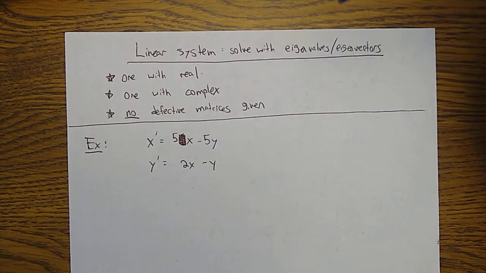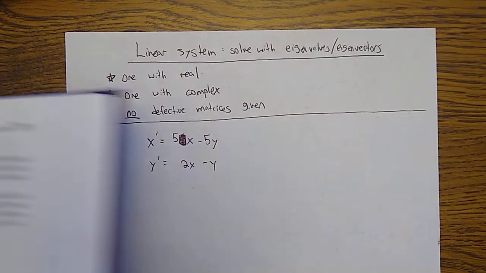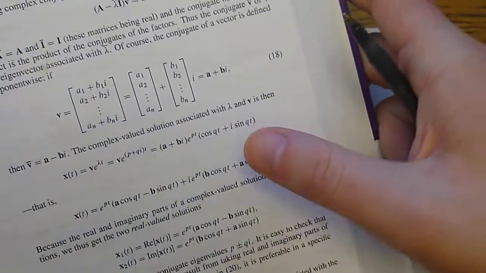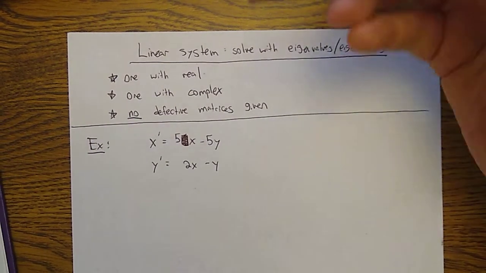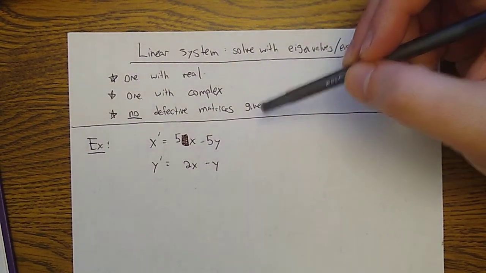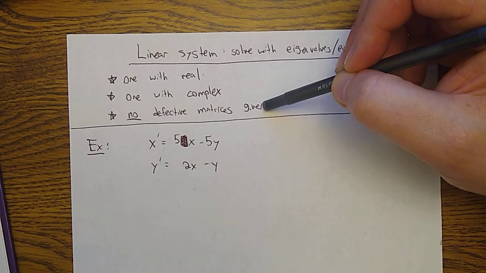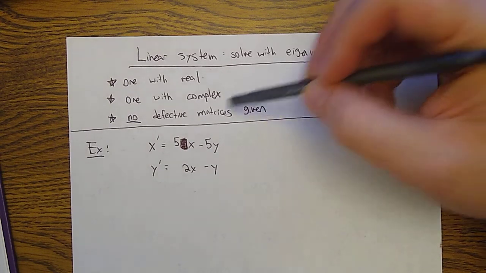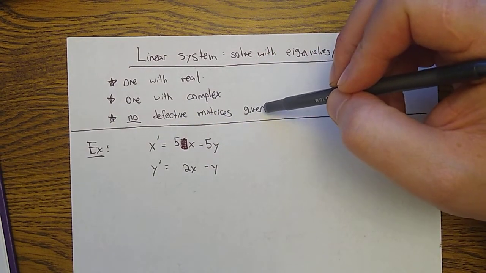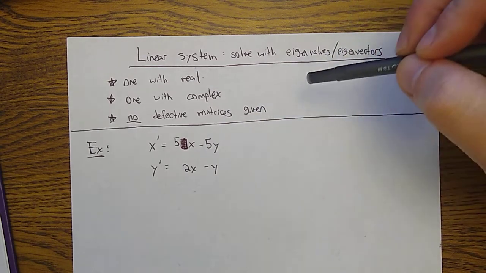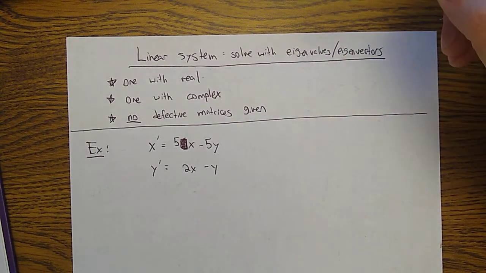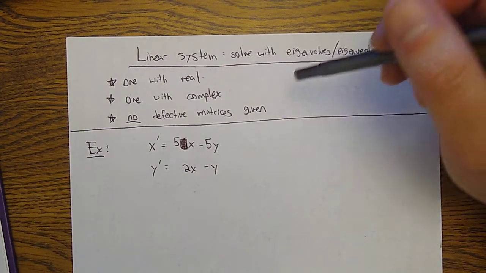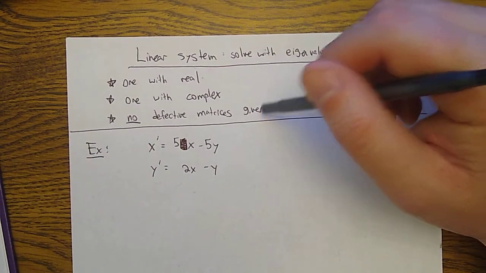I'm just going to make this test open book, so you can just look at this formula that's on page 391. I'm not going to give you any defective matrices, which are the ones where you have a repeated eigenvalue and then you don't have enough eigenvectors, and you have to do that much more complicated procedure to solve it. I'm not going to give you one like that.